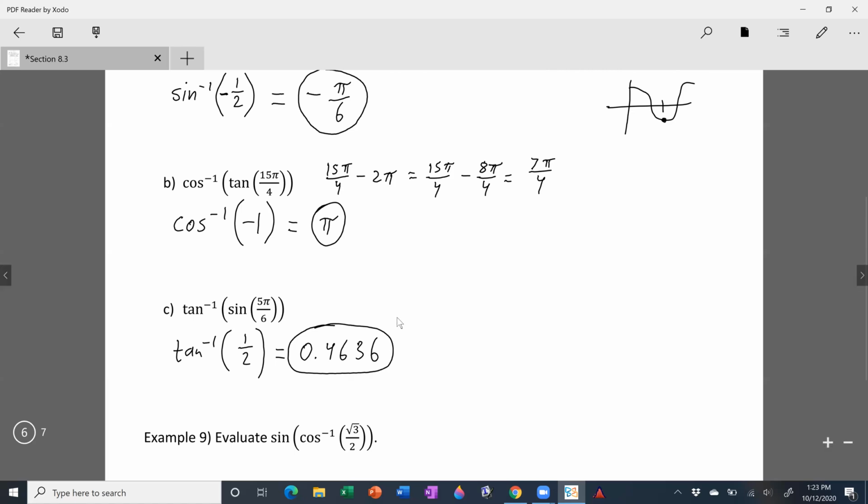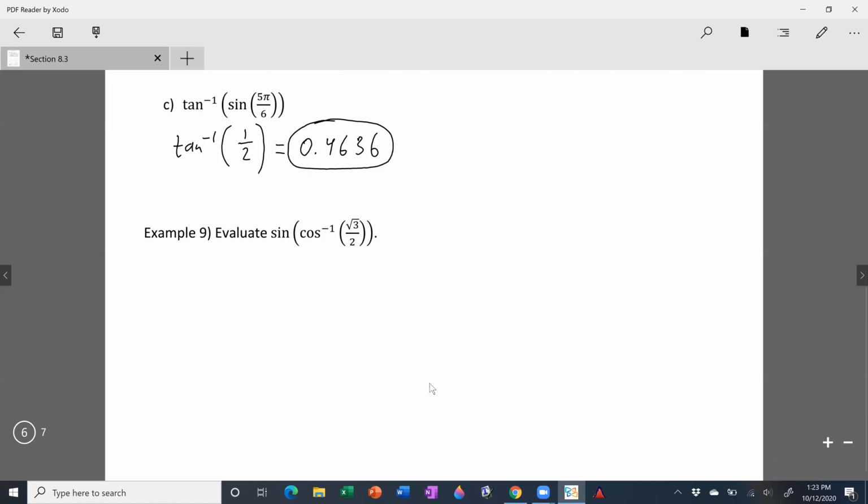All right. So yeah, that did not come out as a perfect value for the tangent. All right, example 9, let's evaluate sine of cosine inverse. So this time the inverse is on the inside. So there's a couple of different ways of doing this.